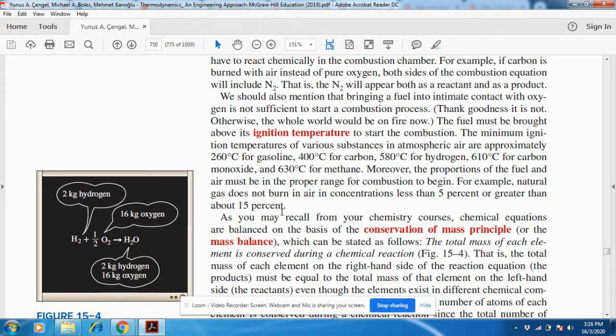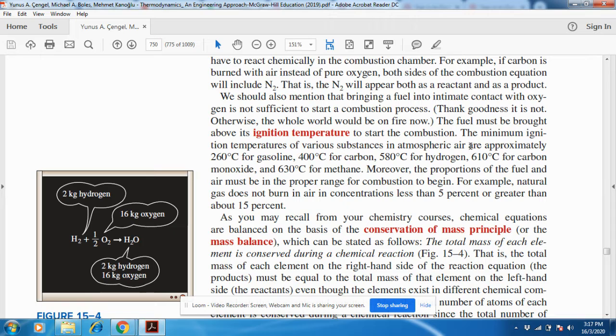Just as an example, if we have coal and that coal is placed in the ambient environment, that coal is not going to catch fire automatically. In order to start the combustion process for that coal, we need to bring the coal to a certain level of temperature.